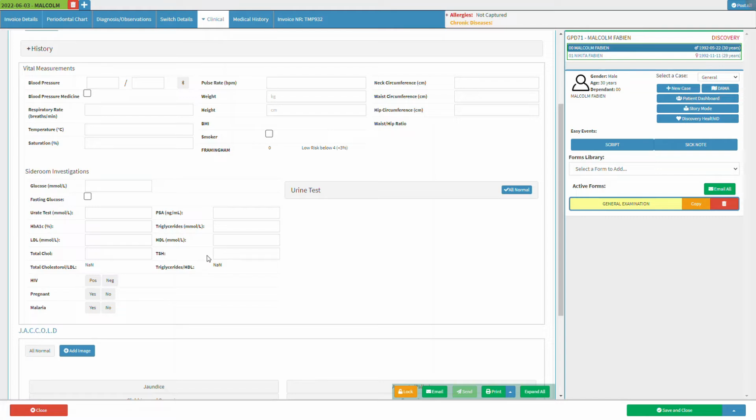TSH, or the thyroid stimulating hormone test, is used to see if the patient's thyroid gland is functioning properly. The practitioner is informed whether the patient's thyroid is overactive, hyperthyroidism, or underactive, hypothyroidism.